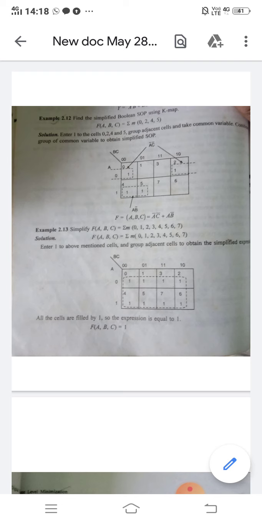In K-map, I was discussing K-map for many videos, many days. Today I will discuss the numericals. I have discussed all the rules for filling and the format also. So let's see question number 1.